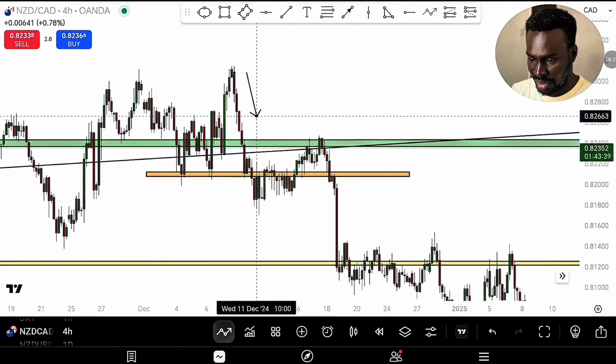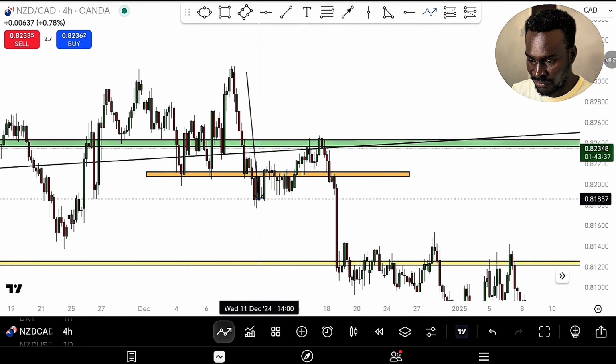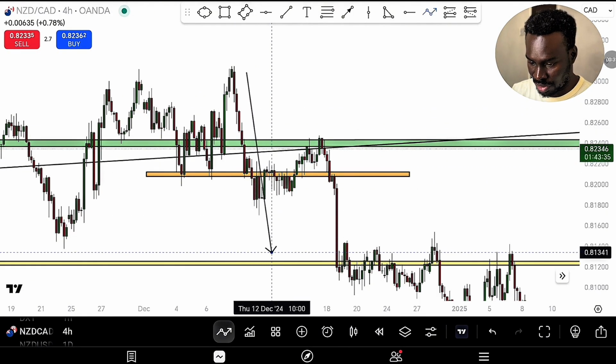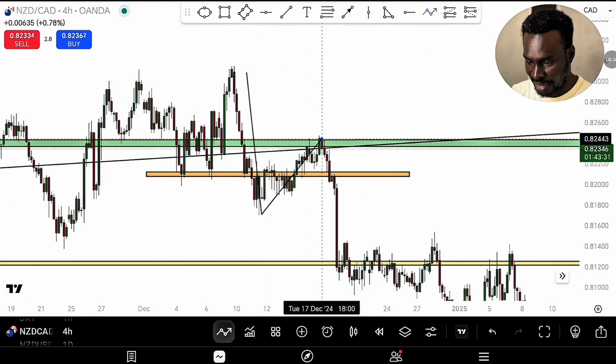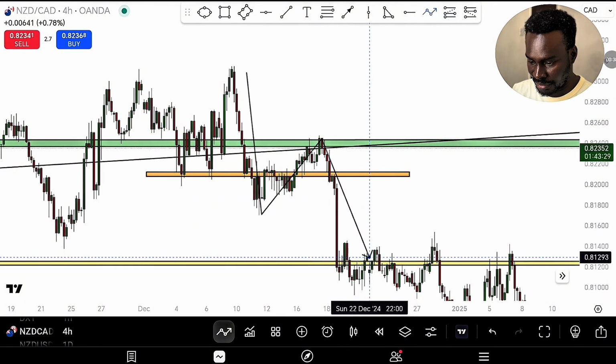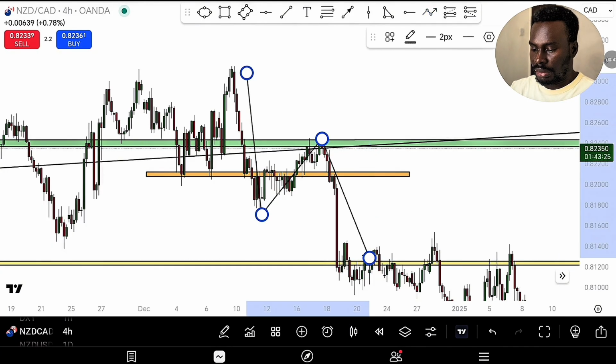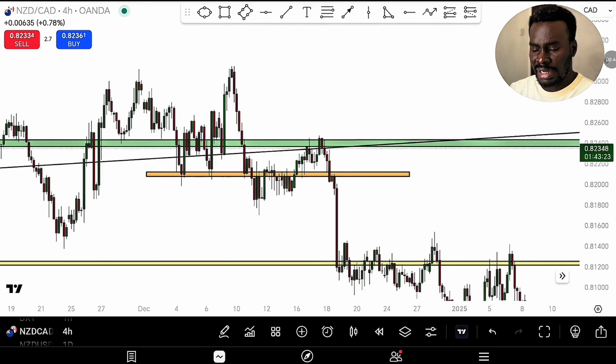Price was here. You can see that in order for price to move from here to here, price had to break this zone, retest it right here, and then move all the way down here. And that's how price actually moves in the market. Now, that iconic strategy I talked about, which is a break and retest, actually played out in this chart.